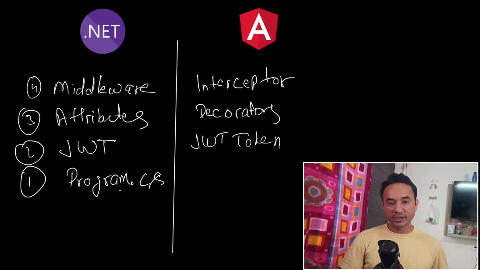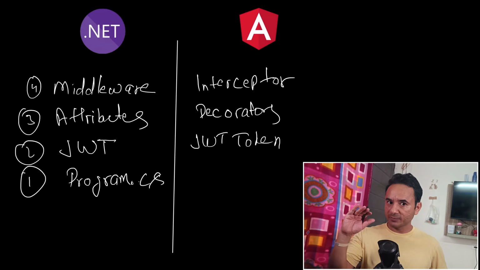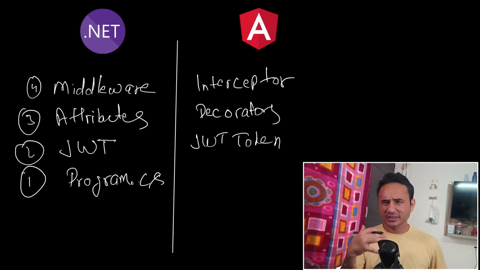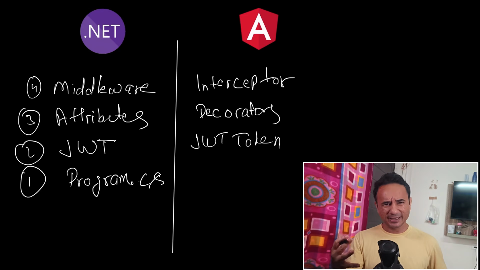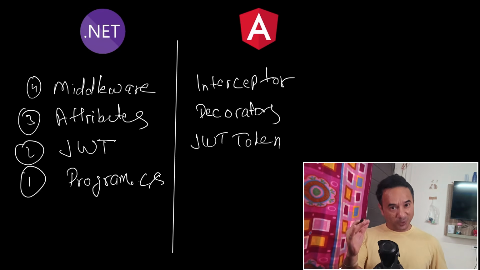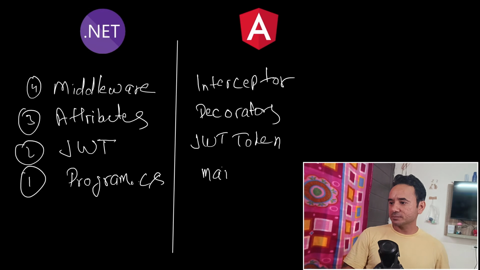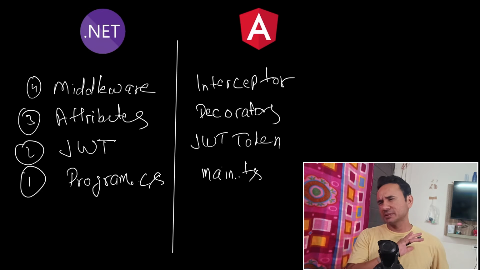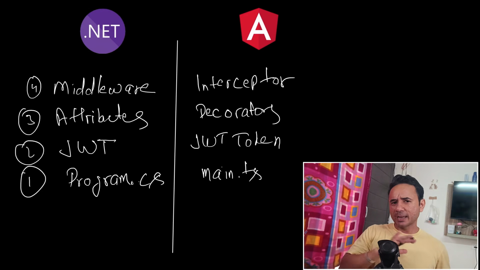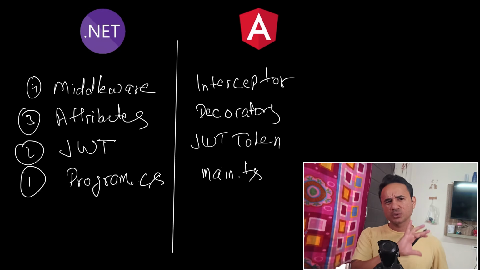Number one common thing is the program.cs file in .NET. You already know it. In .NET Core, we have program.cs, which is the starting point of the application. Here we configure the services, middleware, routing, authentication, and many more things, right? In Angular also, there is a starting point of the application, which is main.ts. Same idea. Okay, the Angular app will start, the request will first come here, and main.ts will be loaded to the browser.